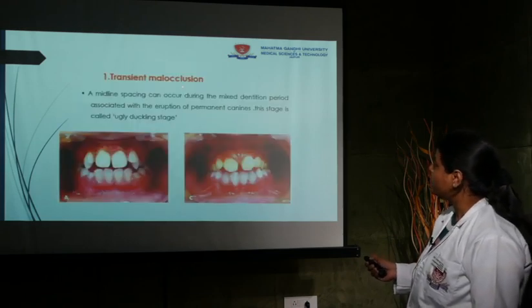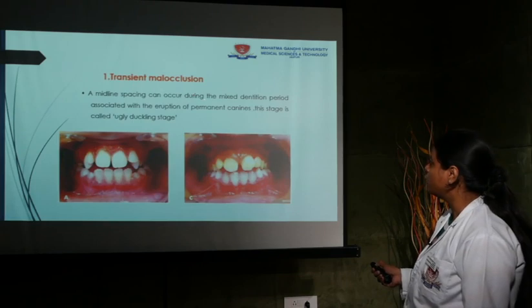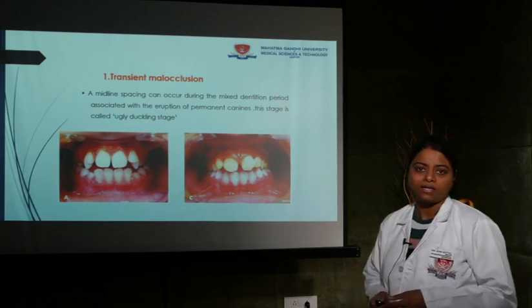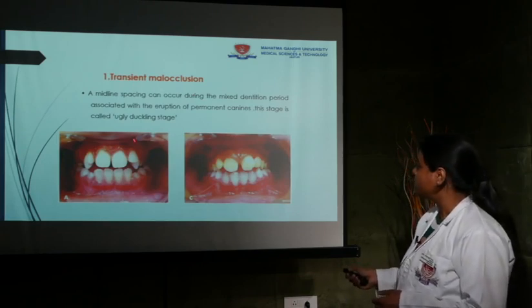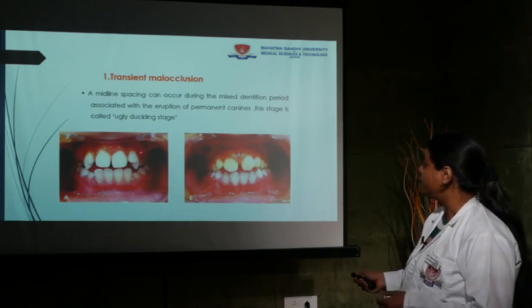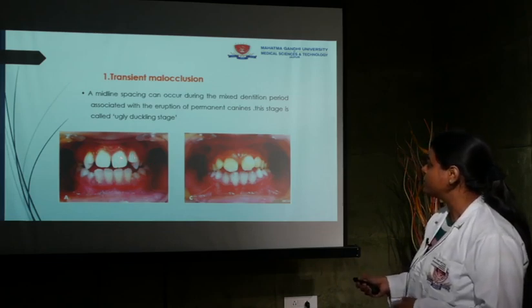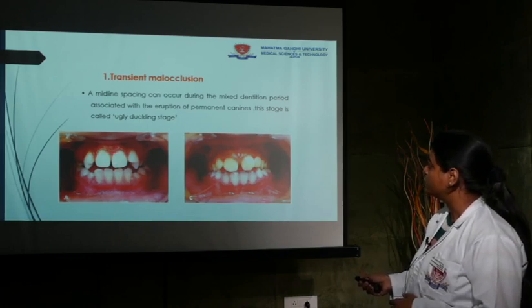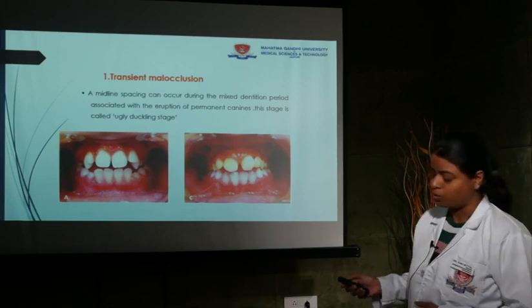The first factor is the transient malocclusion. Transient malocclusion is like the ugly duckling stage, when the permanent canine is going to erupt. When it erupts, it pushes the lateral as well as the central incisor and a gap will be created. But this abnormality will be automatically corrected, so it is called transient malocclusion.